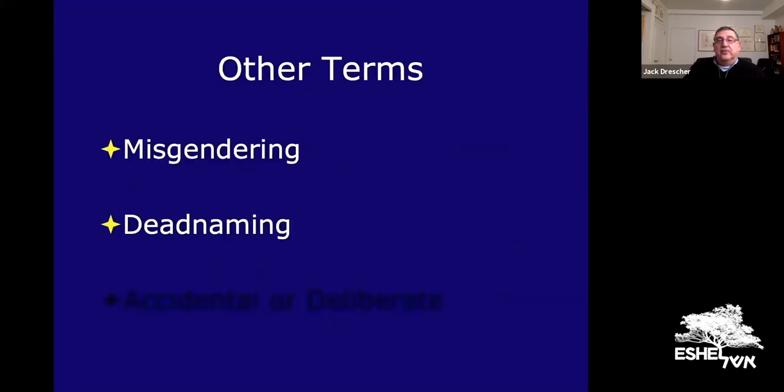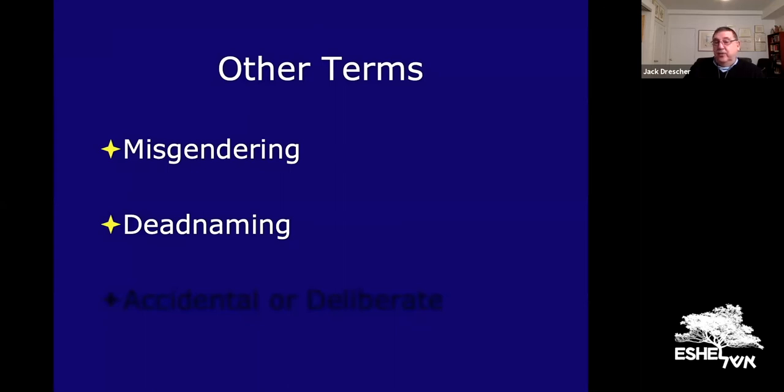There are some other terms. Misgendering is the use of the wrong gender for the person's gender expression. So if a trans woman is referred to as he, or a trans man is referred to as she, that would be an example of misgendering. Dead naming, a term from the trans community itself, is using the person's pre-transition name.